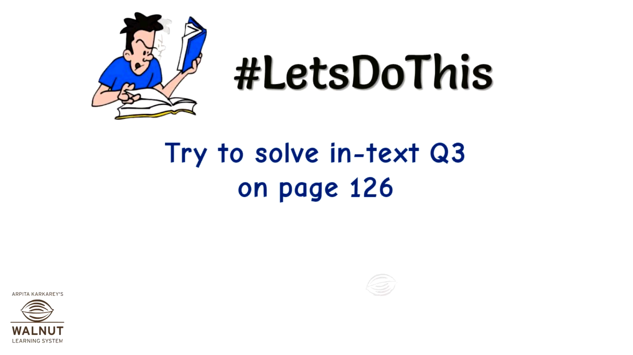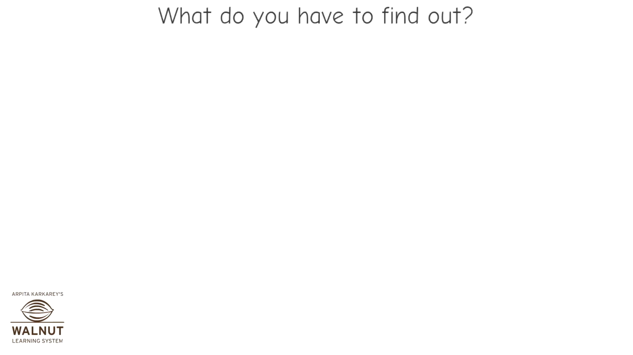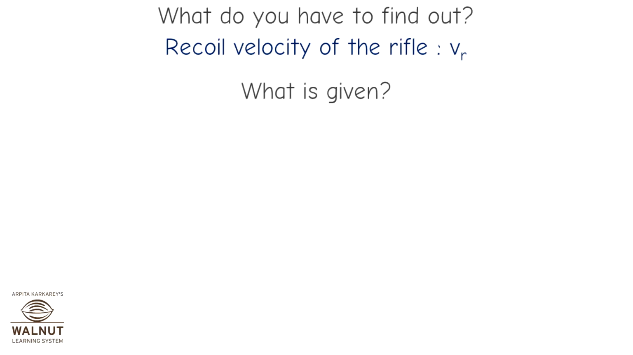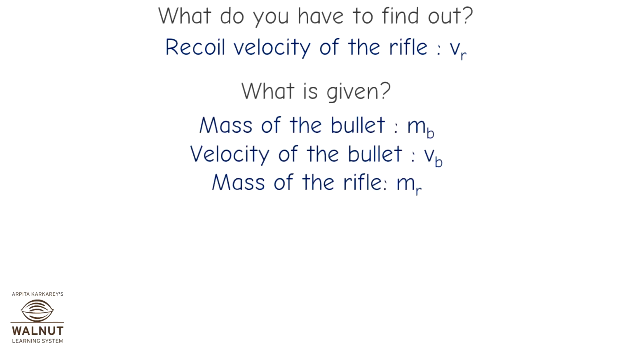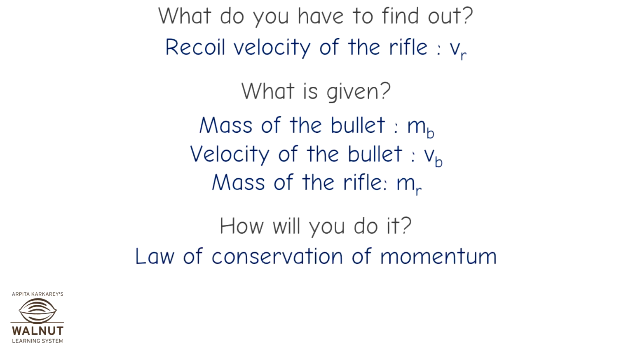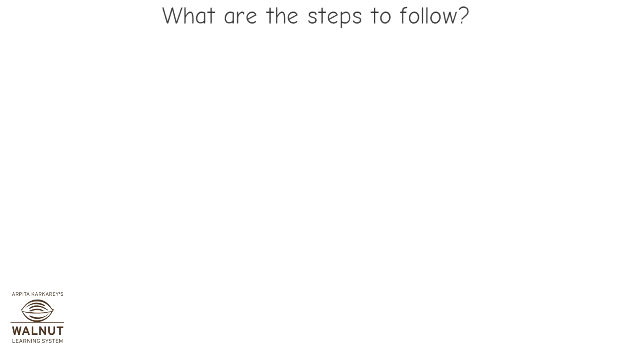Try to solve in-text question 3 on page 126. What do you have to find out? Recoil velocity of the rifle Vr. What is given? Mass of the bullet mb, velocity of the bullet Vb, mass of the rifle Mr. How will you do it? Law of conservation of momentum.